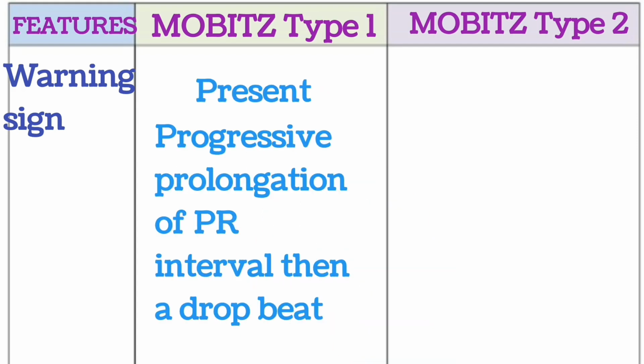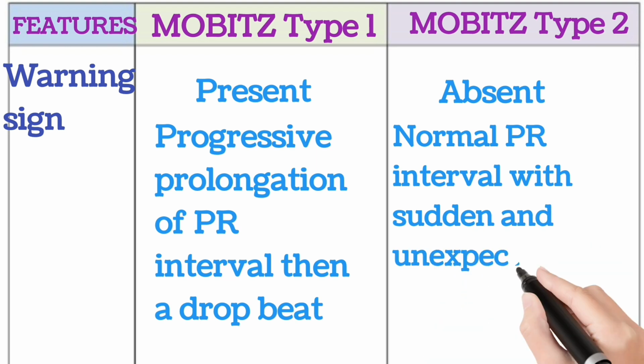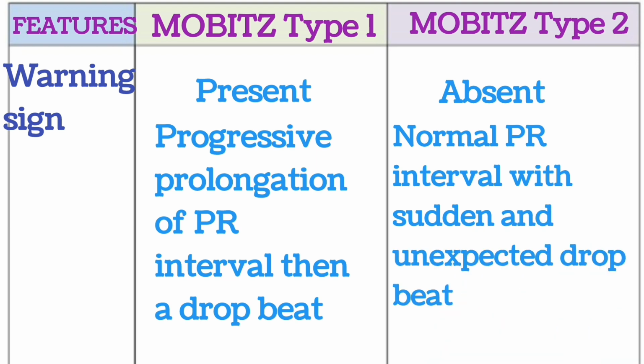Mobitz type 1 is produced by progressive fatigue of the AV nodal cells. Thus, there is progressive PR prolongation and then there is a skipped beat. Thus, there is a warning sign. But in case of Mobitz type 2, it is an all or nothing phenomenon, whereby the His-Purkinje cells suddenly and unexpectedly fail to conduct a supraventricular impulse. Thus, there is no warning sign.